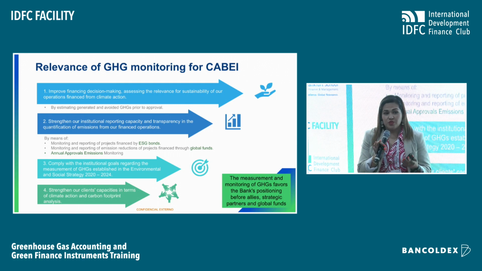It will help us strengthen our institutional reporting capacity and transparency, which is now even more necessary and required by financial institutions worldwide, and make us comply with the institutional goals that we have already set within our environmental and social strategy for the 5-year period from 2020 to 2024 that ends this year. And I'm sure we will have another goal for the next 5-year period that we will have to comply with, and it will help us to do so.